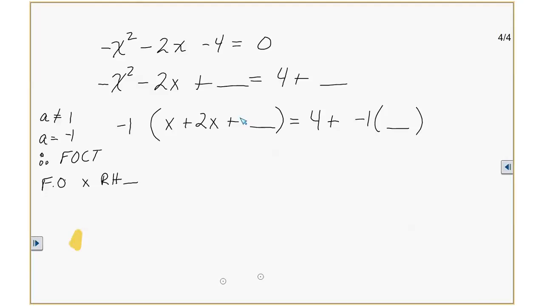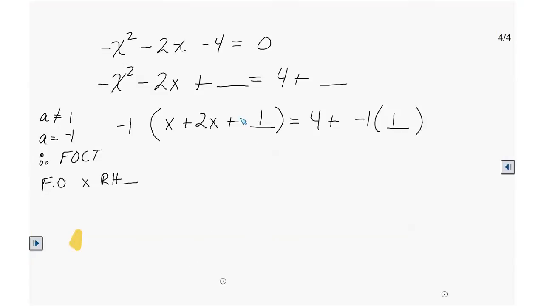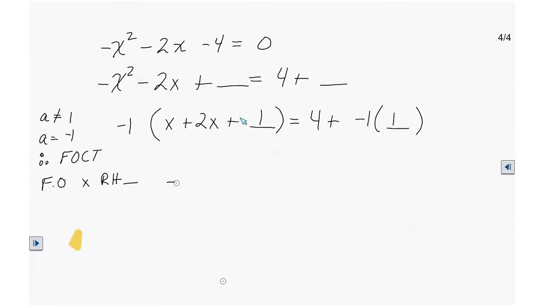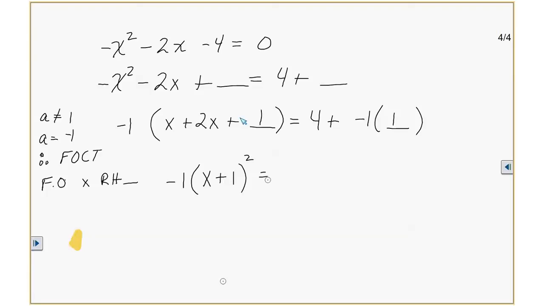Now that A is 1, I can complete the square. So complete the square. I picked the easy one for you. 2 divided by 2 is 1. 1 squared is 1. And now you've got negative 1. (x plus 1) quantity squared is equal to 4 minus 1 is. Now finish it.